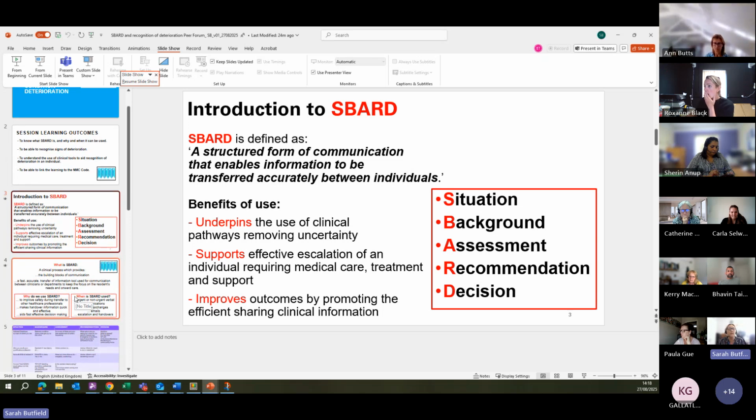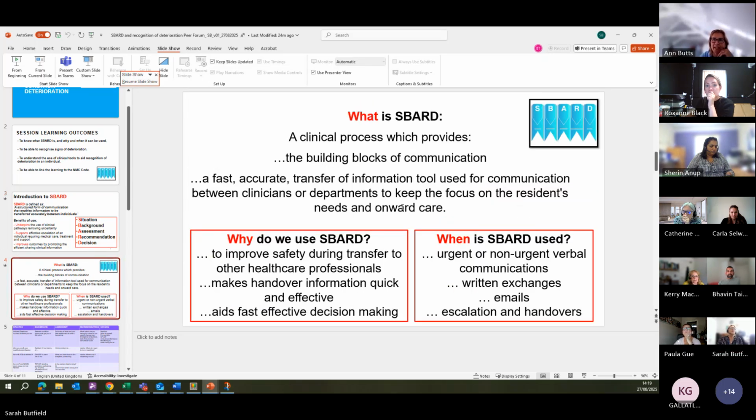Can I have a quick show of hands in the chat, or just some indication of people that have used SBAR before? I can see lots of hands going up there. That's excellent. Okay, that's awesome. So in the NHS, sorry, I was just going to say, Sarah, in the NHS, you get no choice these days. Everybody uses SBARs, I think.